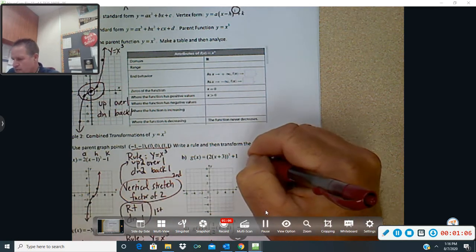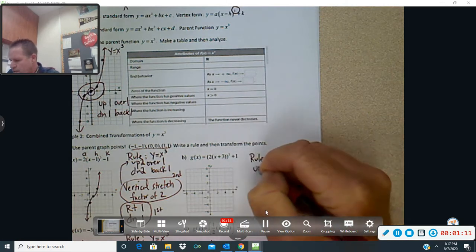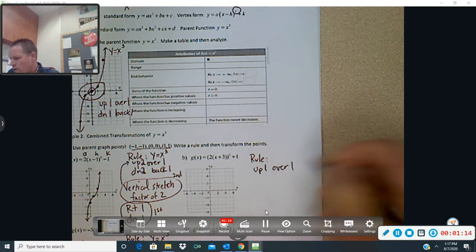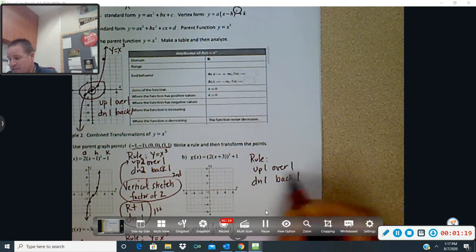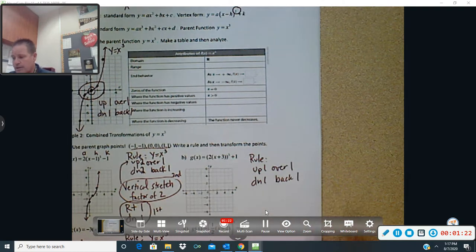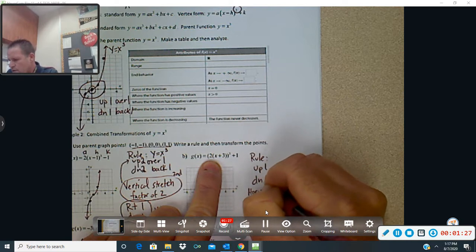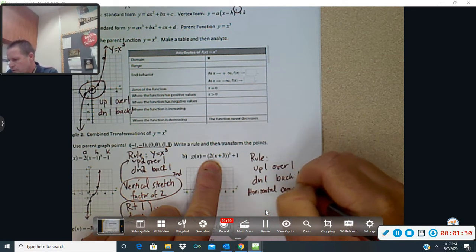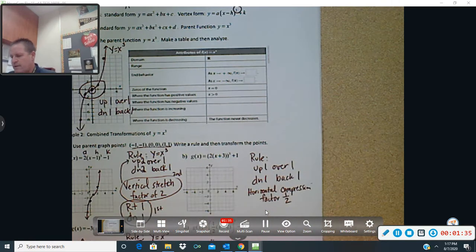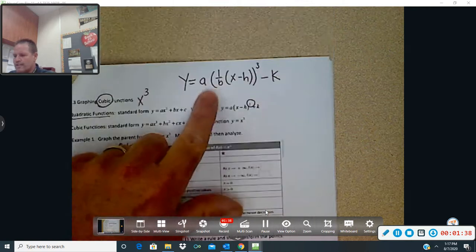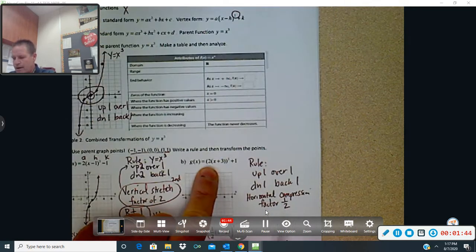All right, so what is the rule for a cubic function is what you want to think. The rule is to go up 1, over 1, and go down 1, back 1. And we may have to change this because of the stretch or compression. So the 2 inside is going to give us a horizontal compression factor of 1/2. Because again, it's a reciprocal situation. That's why they put it in here as a 1 over b. It's for you to think about it's the reciprocal of what's there, right?